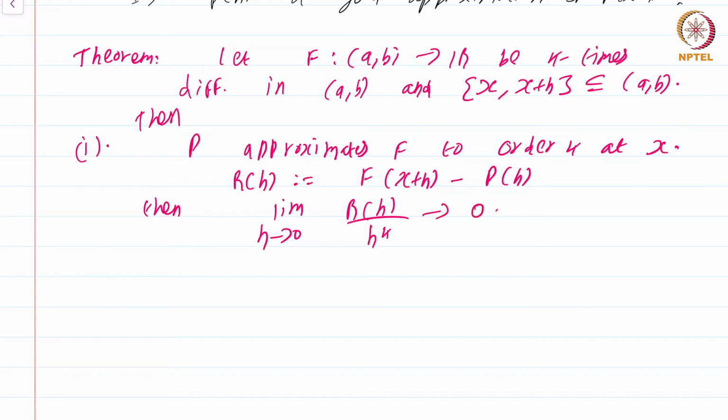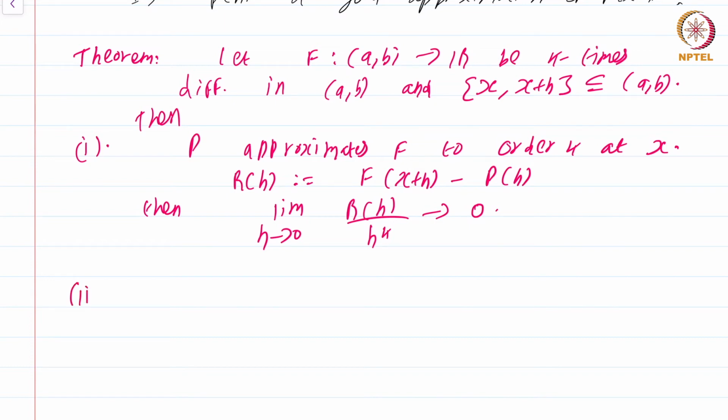Okay, so this just says that the remainder term f of x plus h minus p of h gets really small as h goes to 0, and this is quantified by saying it approximates to order k. R of h by h power k itself goes to 0, not just R of h by h as what happened in the definition of the derivative.